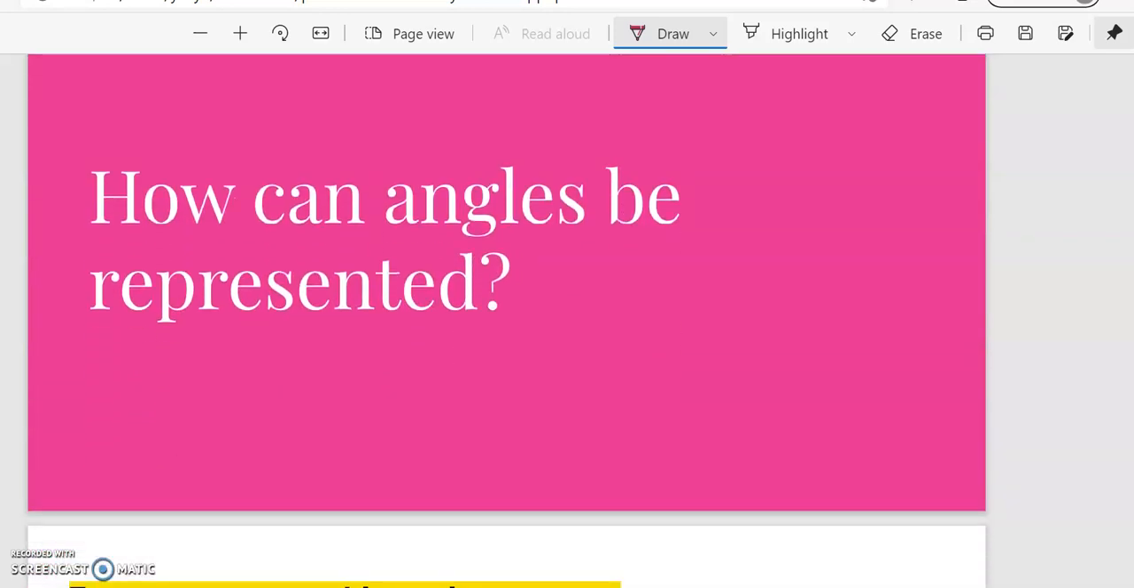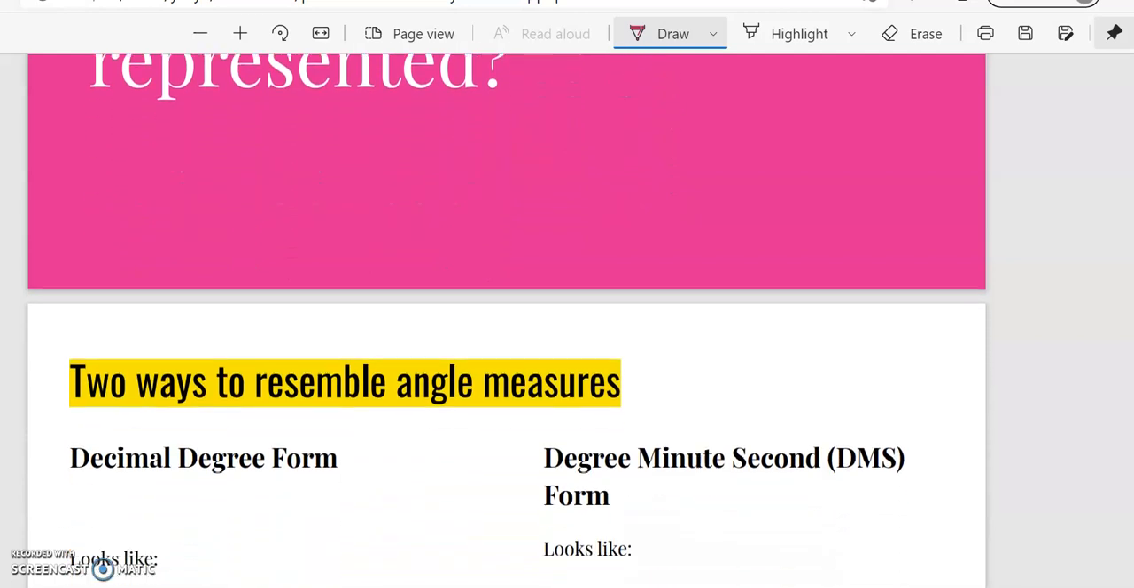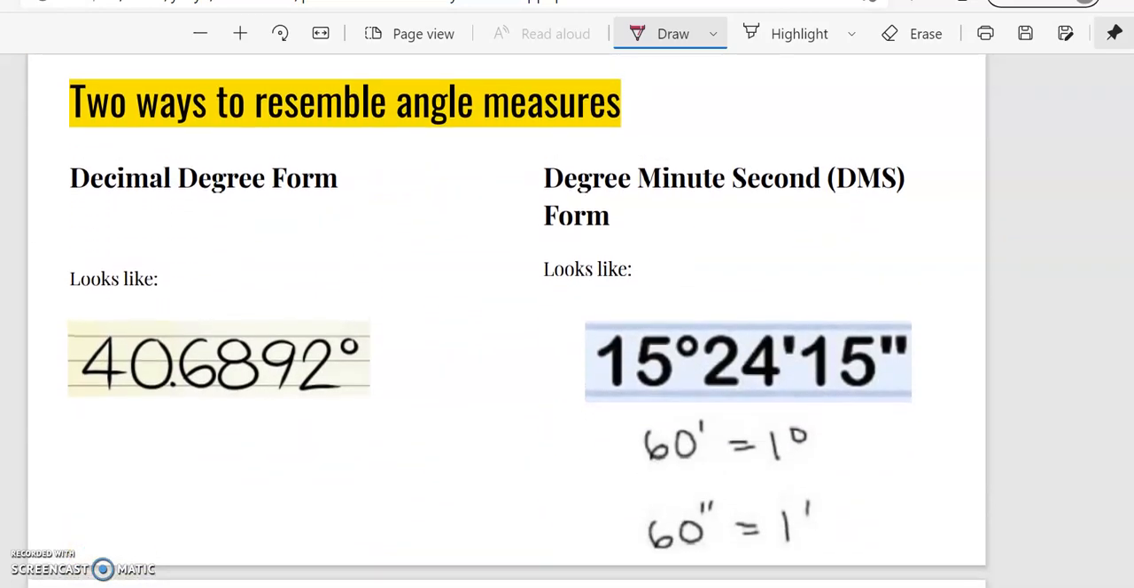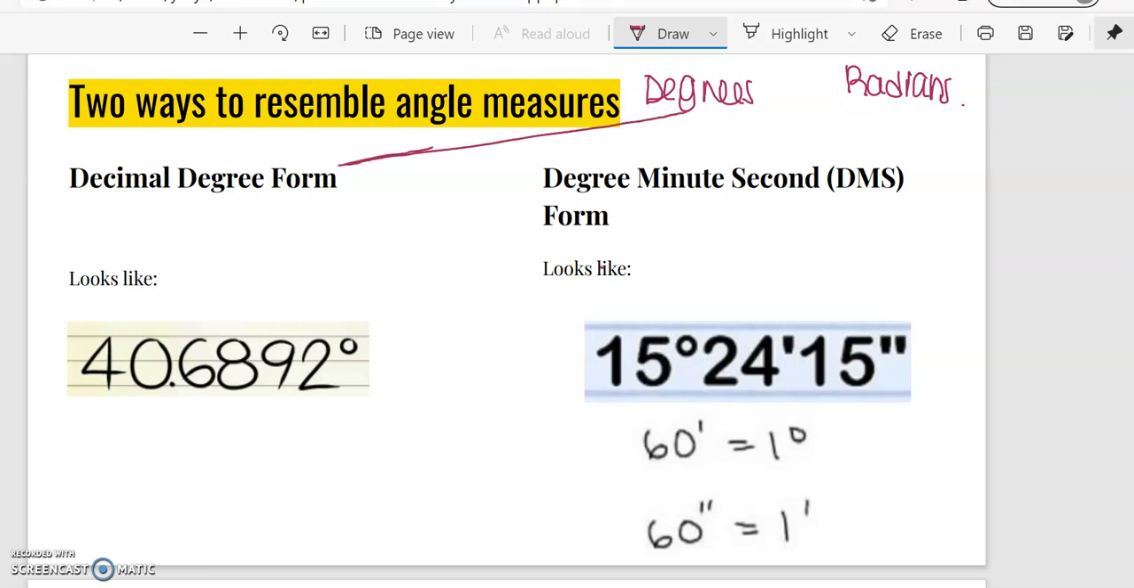All right, so let's talk about how our angles are represented. We talked a little bit about what they look like. What does it look like when it's in its positive form? What does it look like when it's in its negative form? And now, how are they represented? Angles can be represented in degrees or radians. But before we get into radians, there's two ways that they can be measured in degrees, and these are the two ways.